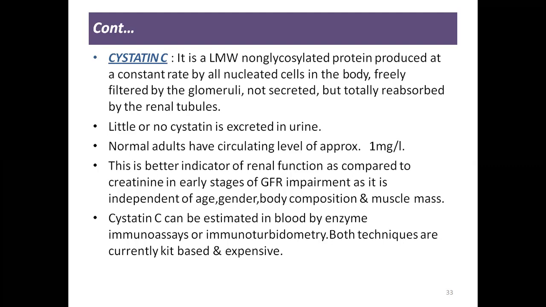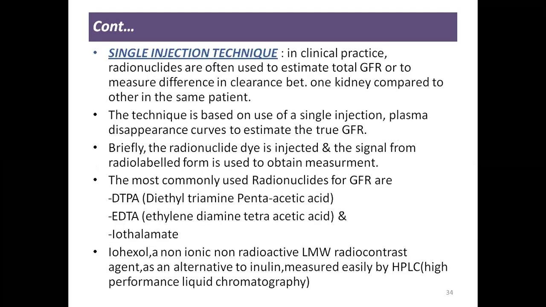Cystatin C can be estimated in blood by enzyme immunoassay or immunoturbidometry. Both techniques are currently kit-based and expensive, so usually we don't go for this cystatin C test in the routine checkup. But you should keep in mind that in case you want an independent evaluation, or serum creatinine is not clearing your doubts, you can go with cystatin C valuation.